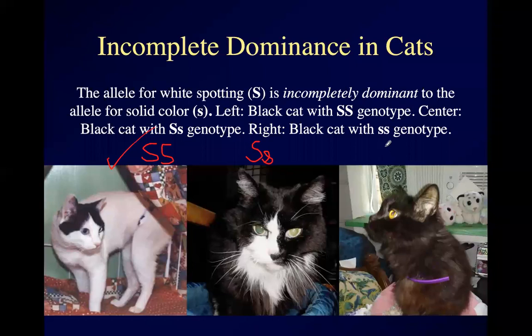And then over here on the right, this is a black cat that has the little s genotype, and this black cat is solid black with no spots of white. So there again, the heterozygote in the middle is in between both homozygotes, because that allele for white spotting does not completely cover up the allele for no white spotting. So cats that are heterozygous have only a little white spotting.